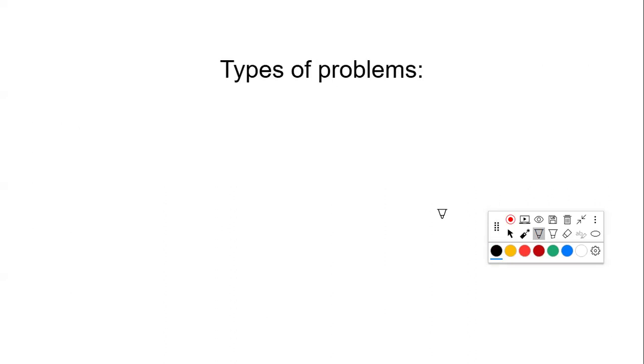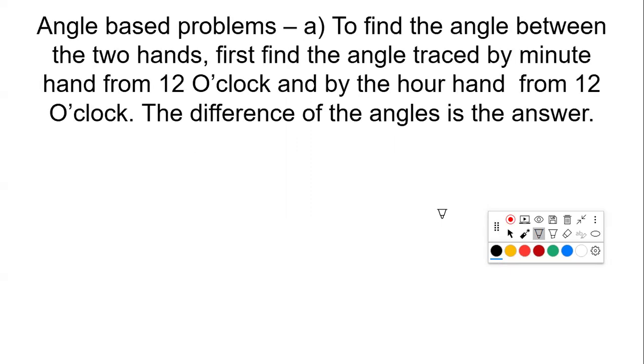So you have three types of problems in clocks. One is the angle-based problem, to find the angle between two hands. First, find the angle traced by the minute hand from 12 o'clock and by the hour hand from 12 o'clock. The difference of the angles is the answer. When we do questions, you will easily understand.